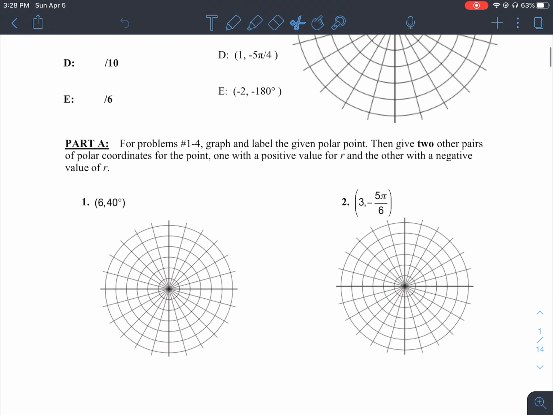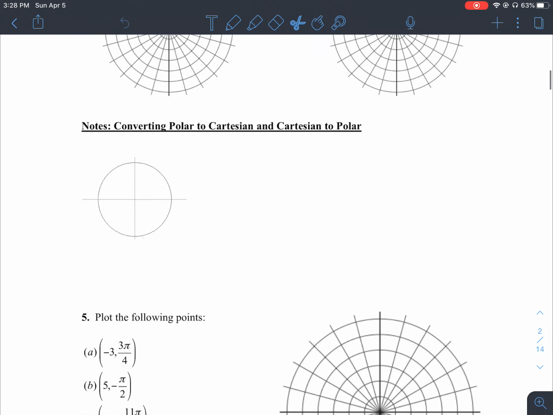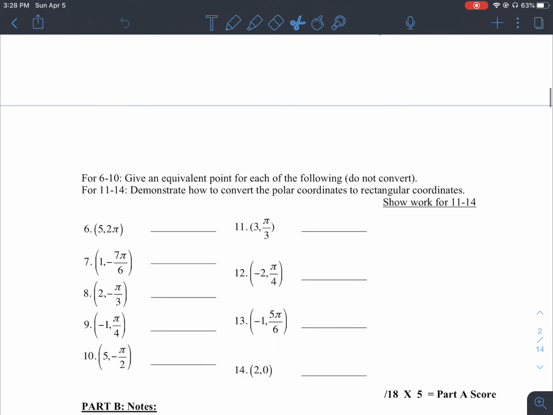This is where we're going to fill in our notes, and then you'll see that there are different sections like Part A, Part B, and it keeps going, and those are all going to be where your homework is going to come from for the next few days. So you want to make sure you have this. What I'm going to do is start by talking through a little bit about polar coordinates and what they are, and then we're going to get into graphing them and converting back and forth.